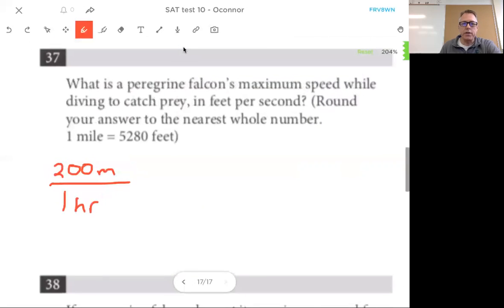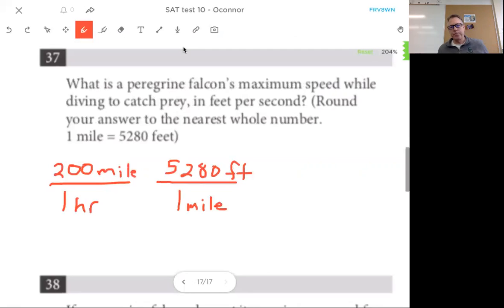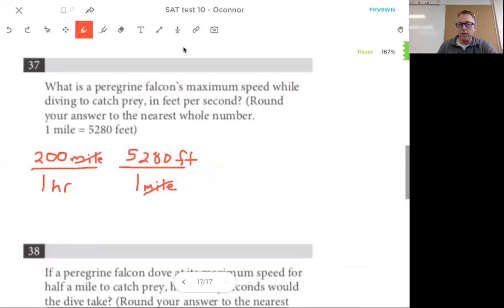So you can thank your science teachers if you know how to convert this. We need to convert first the miles, and I should write mile because if I put M, it means meters, right? So I want to convert miles into feet. So I'm going to do 1 mile is 5,280 feet. And the reason I wrote the mile on the bottom here is because then my miles cancel and I have feet left. So I've converted miles into feet, but I also have to convert hours into seconds.